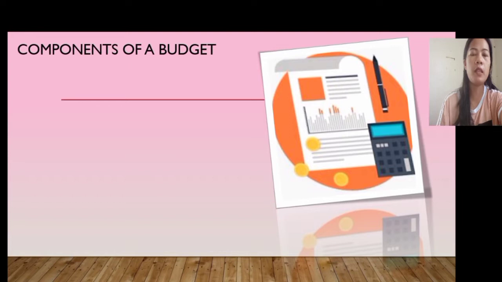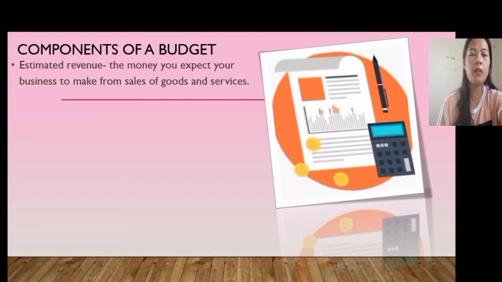So here are the components of a budget. The budget must be composed of the following. First is the estimated revenue. As I have said earlier, budget is not just all about the expenses or the allocation of money in different expenses. It also talks about the money you expect your business to make from sales of goods and services, or your income.